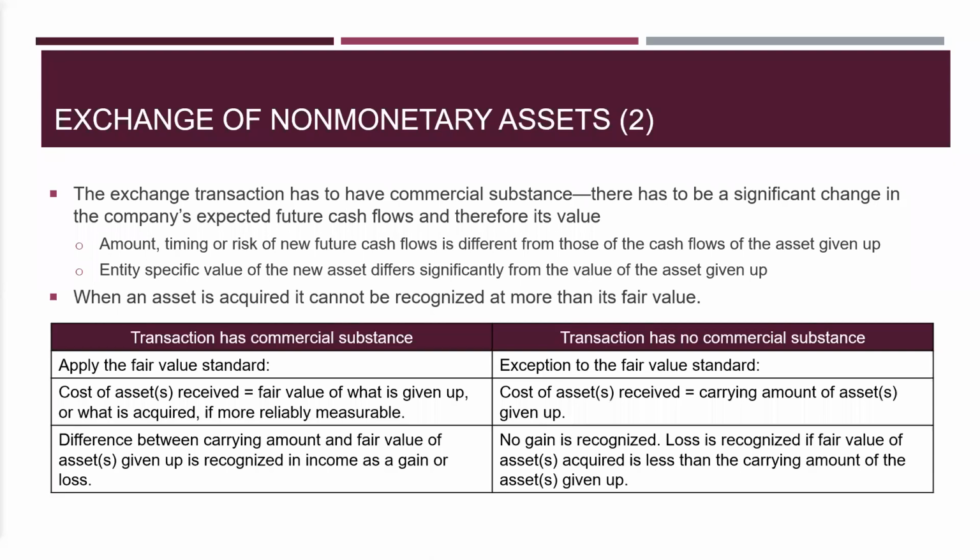So exploring that idea a little bit more. Your exchange transaction has to have commercial substance. If your transaction has the commercial substance, then we are going to apply the fair value standard. What that means is the cost of the asset that you have received will be booked at the fair value of the asset that we are giving up, unless, of course, the fair value of the asset coming in is more reliably measured, in which case the gain or loss is going to go to your profit and loss.